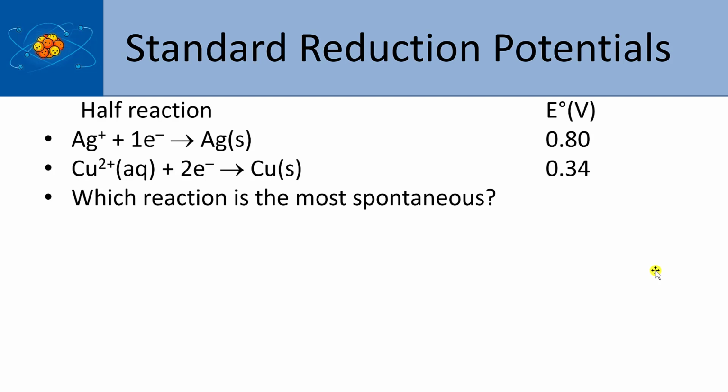So I want to make sure that you understand what I'm about to show you is different than how the book does it, so I don't want you to get confused. But what we're going to do is figure out which way this reaction is spontaneous. Now, you notice these are both written as reductions. And so I need to have a reduction reaction and an oxidation reaction.